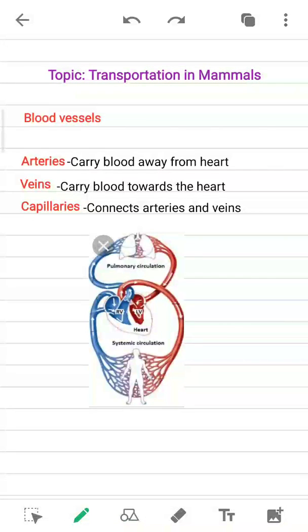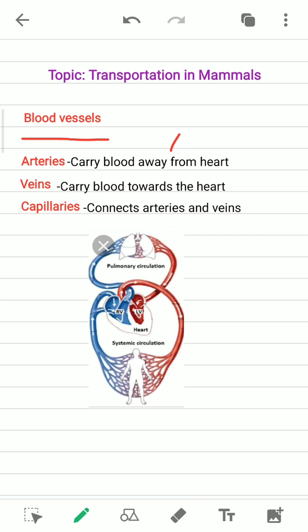From our previous discussion on blood vessels, we have covered arteries and veins. So today we'll be discussing capillaries. Before going to the capillaries, you should revise these two, and you should be able to differentiate between these two, arteries and veins, their function and their structure.